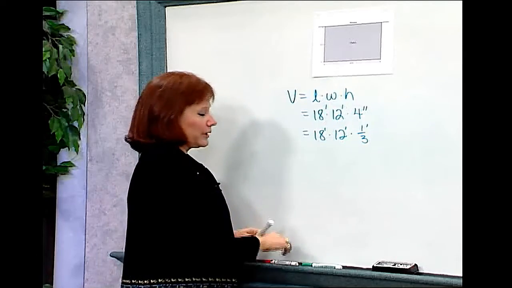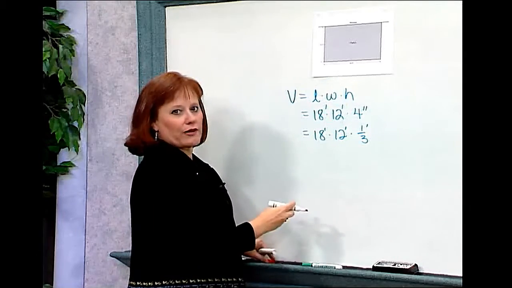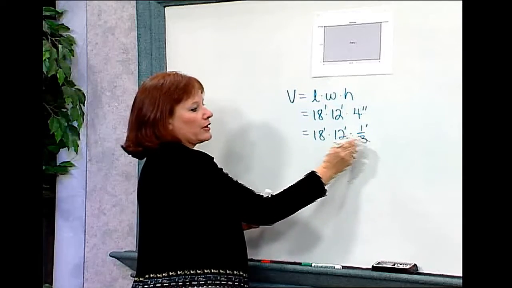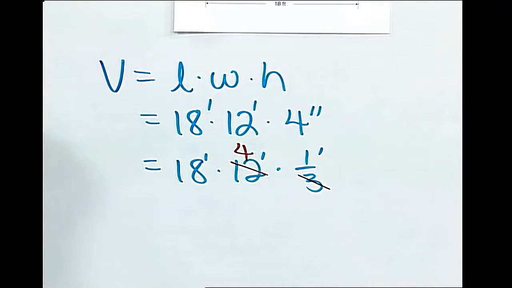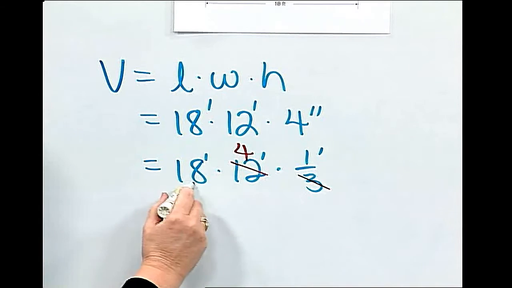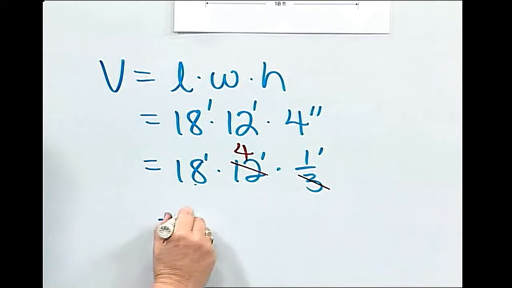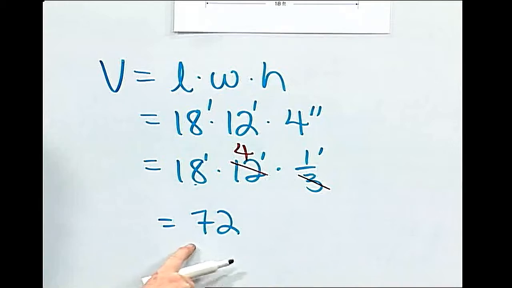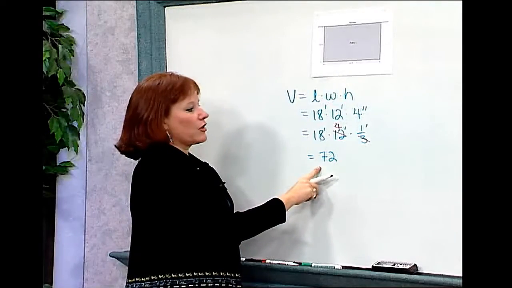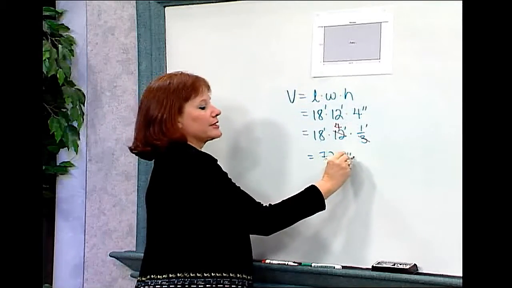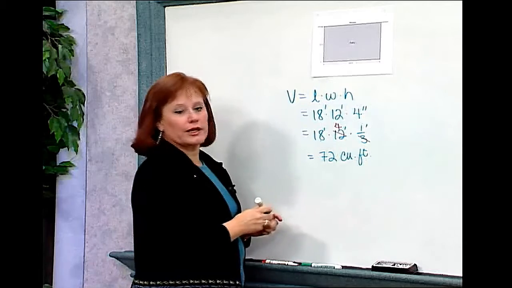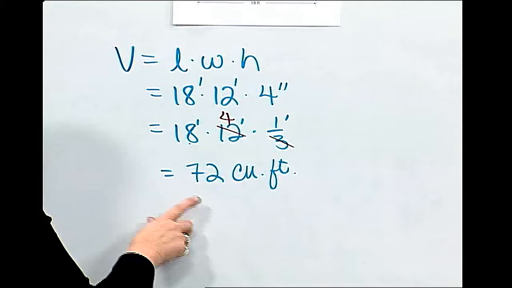I can make my problem a little bit simpler if I use what I know about fractions to do some cancellation. I know 3 goes into 12 4 times. So all I have to do is multiply 18 times 4 times 1, and I get 72. Now this tells me how many cubic feet of concrete I'm going to need. I need 72 cubic feet of concrete in order to build this patio.